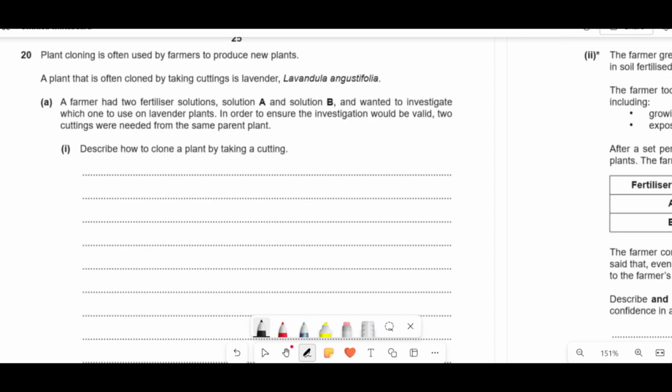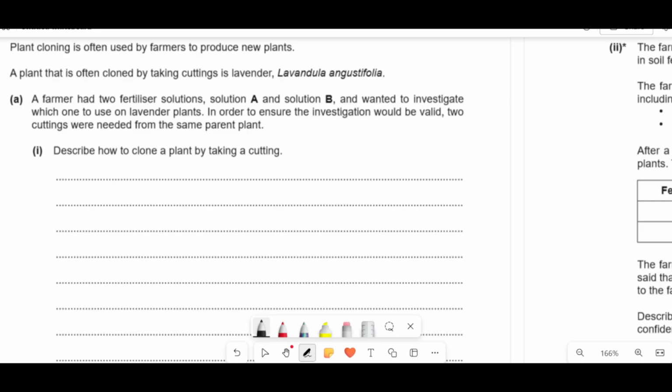Plant cloning is often used by farmers to produce new plants. A plant that's often cloned by taking cuttings is lavender. A farmer had 2 fertilizer solutions, A and B, and they wanted to investigate which one to use on lavender plants. In order to ensure the investigation would be valid, 2 cuttings were needed from the same plant. So it says describe how to clone a plant by taking a cutting.